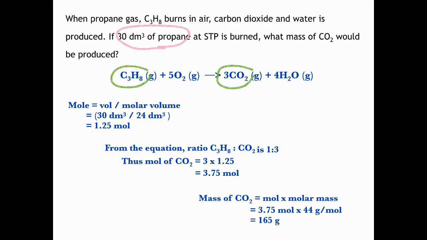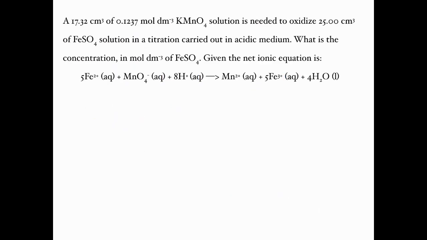CO2 produced. Here is an example for titration. A 17.32 cm3 of 0.1237 molarity per dm cube of potassium manganate solution is needed to oxidize 25 cm3 of iron 2 sulfate solution in a titration carried out in acidic medium. What is the concentration in mole per dm cube of iron 2 solution, given the net ionic equation?